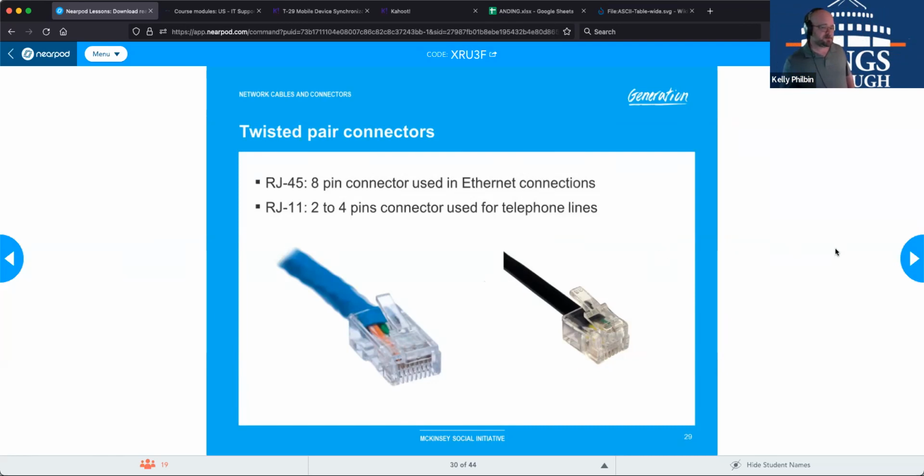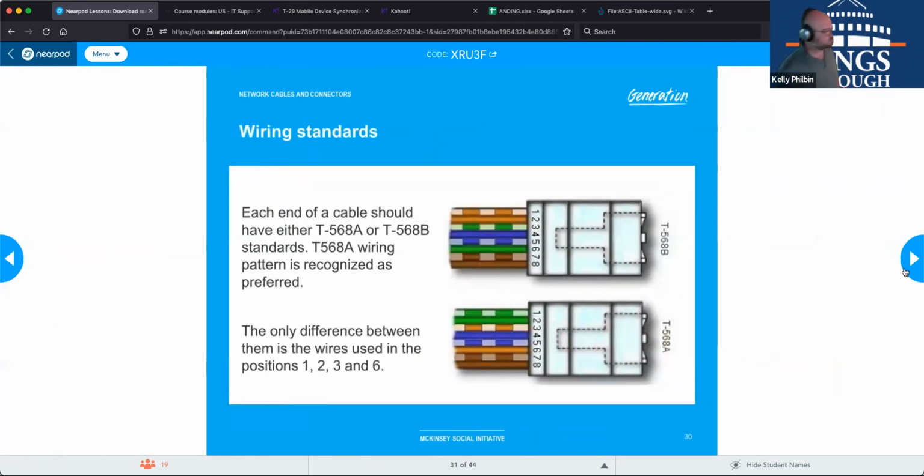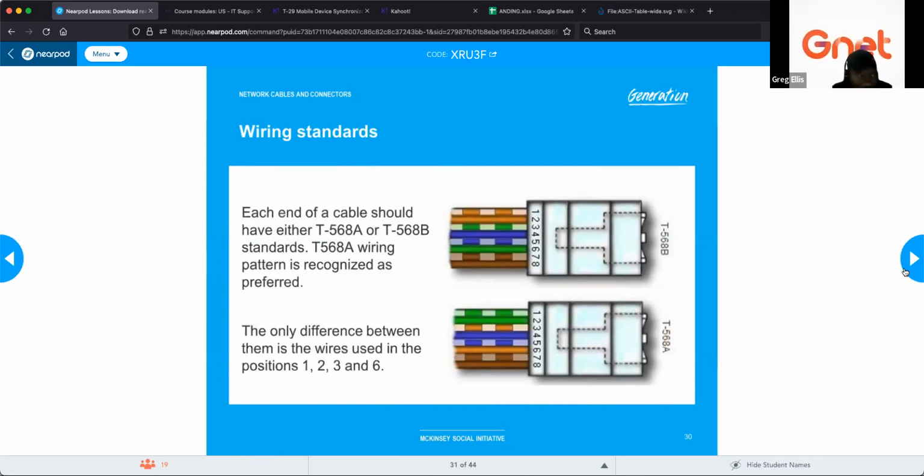Questions so far? All right. Wiring standards. Do we need to know the order that the wires are put in inside that RJ45 connector? Yes, we do. And you're probably thinking, do we really need to know A? Yes. I know the majority of the industry uses B, but you still have to know A.